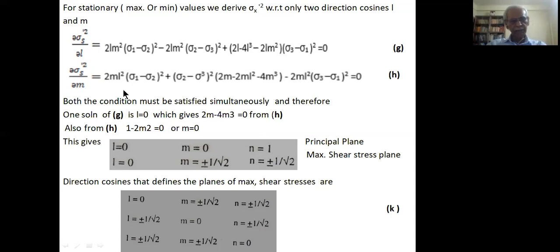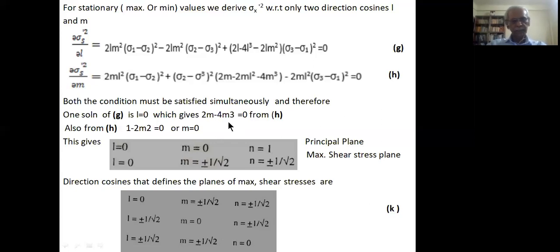You put L equal to 0 into H, you will see everything is 0 except 2m minus 4m cube, because L is here. Only this term is remaining. And even in this, 2ml square is 0. So we are left with 2m minus 4m cube. So from putting L equal to 0 in H, we have got 2m minus 4m cube equal to 0.